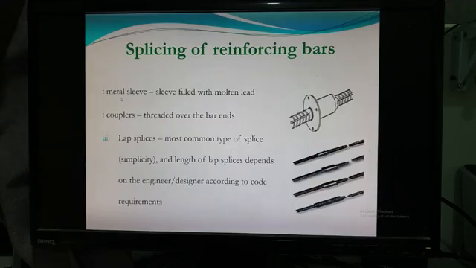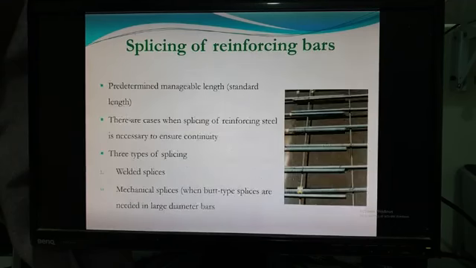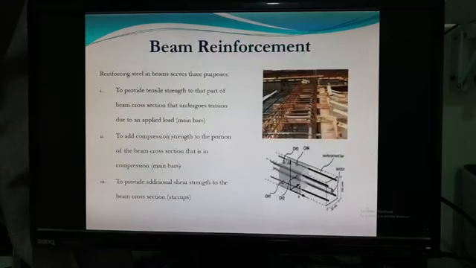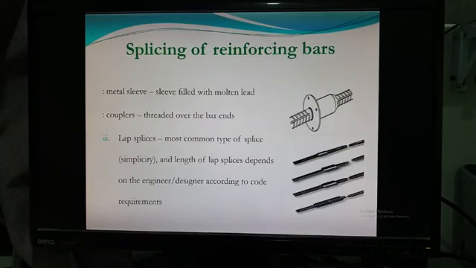And of course, they give an example here for the mechanical splices. We have a metal sleeve and couplers. So these are the metal sleeve and couplers that can be used to join the reinforcements. And of course the lap splices, these are the most common type of splicing, and the most basic.